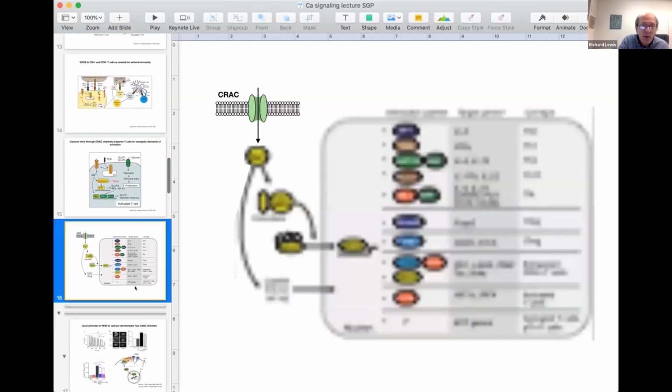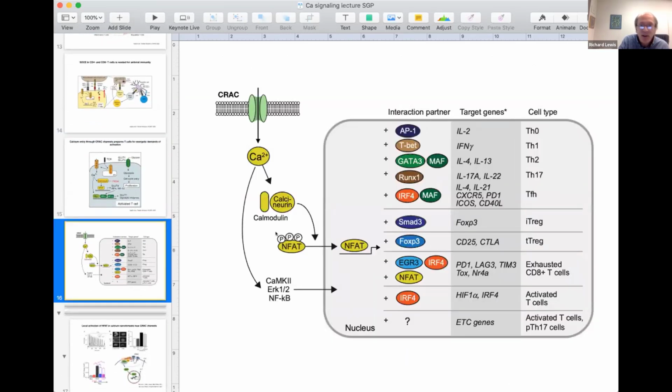So you probably noticed by now that many of the functions of store-operated calcium entry that have been gleaned from the STIM1, STIM2 knockout mice involve the activation of NFAT by calcium activation of calcineurin, which dephosphorylates NFAT and exposes a nuclear localization sequence that allows it to enter the nucleus. Calcium also activates other parallel calcium effector pathways involving CaM kinase, ERK, and NF-kappa B.